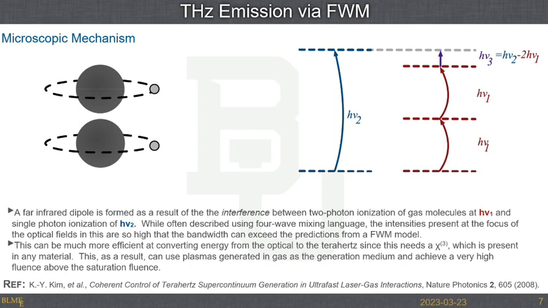I'm creating a plasma there, so I'm coming through with, is any of this going to work here?